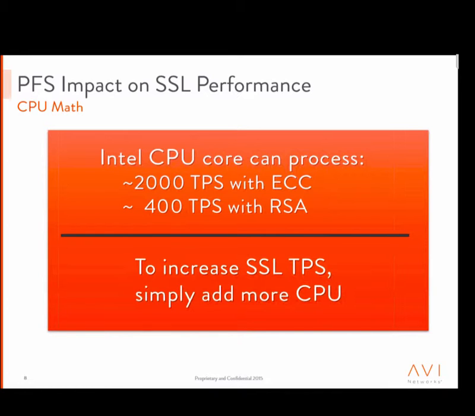Keep in mind that these numbers here are rough numbers, meaning that you could have an Intel Xeon V2 versus a V3. You could have a 2 gigahertz processor versus a 3 gigahertz processor. These numbers here are pretty much middle of the road. You can actually get much better numbers than these if you're running more current hardware than I have in my particular lab.